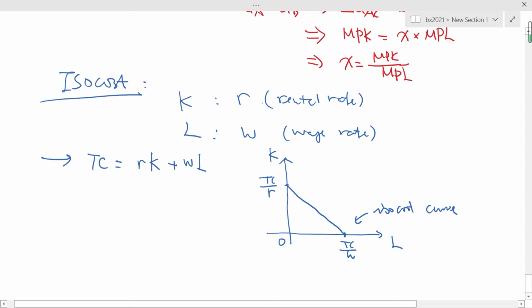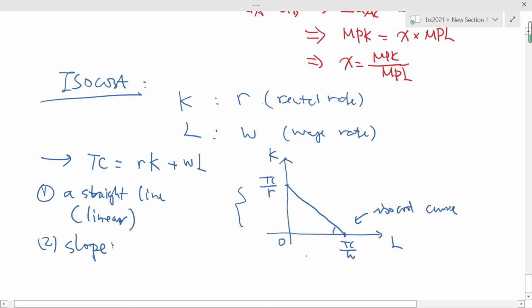Okay, four observations here. First, it's a straight line. The shape is linear. Capital, in this space, is a linear function of labor. Secondly, slope. So the slope here can be measured by this length divided by this length. So it's equal to TC over R divided by TC over W. The TC cancels out. So we get W over R. So this slope measures the relative price of these two inputs.